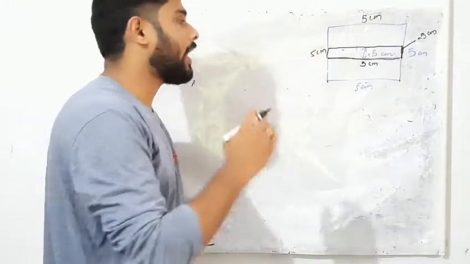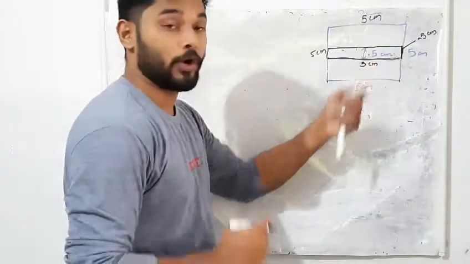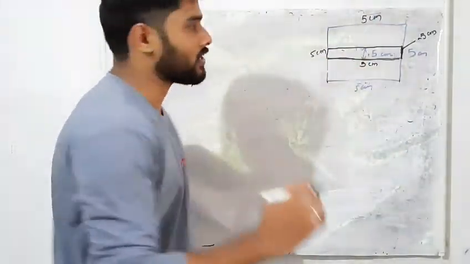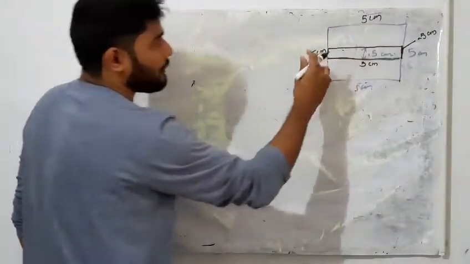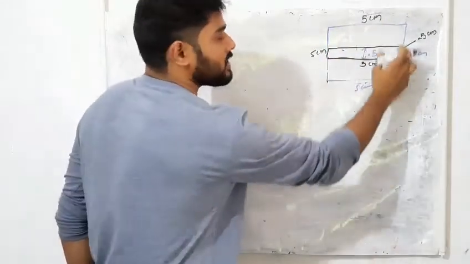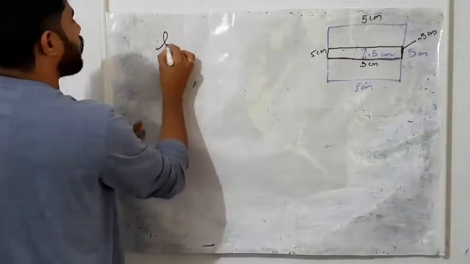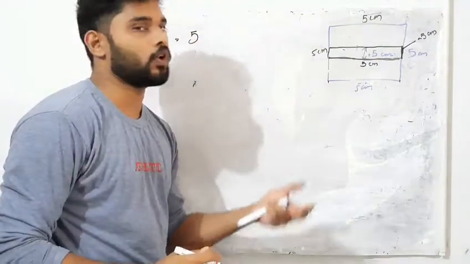Clear? And one more thing. Now we are going to write the dimensions of all these figures. First of all we are going to write for this big square. That means which figure? This is the first one. This is the big one. This is a square. So we write the length of the square is 5 centimeter and the breadth also 5 centimeter. We don't need to write it again.